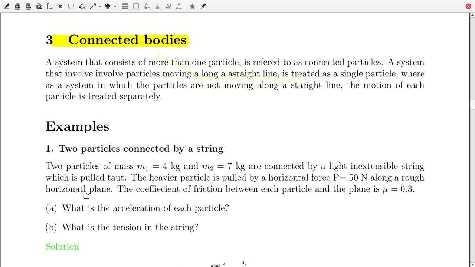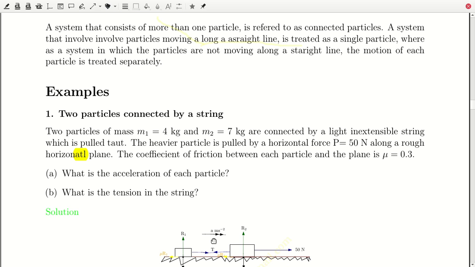What you should note is that if these particles are placed along a horizontal plane, they will all have the same acceleration. Just ignore this spelling error. They have the same acceleration.